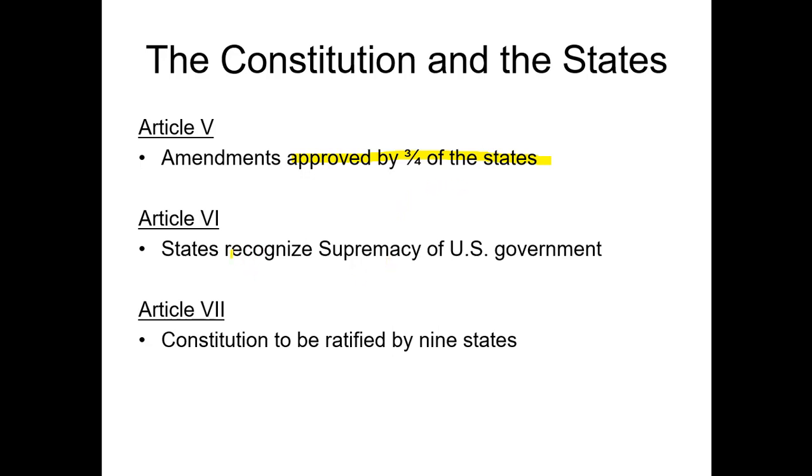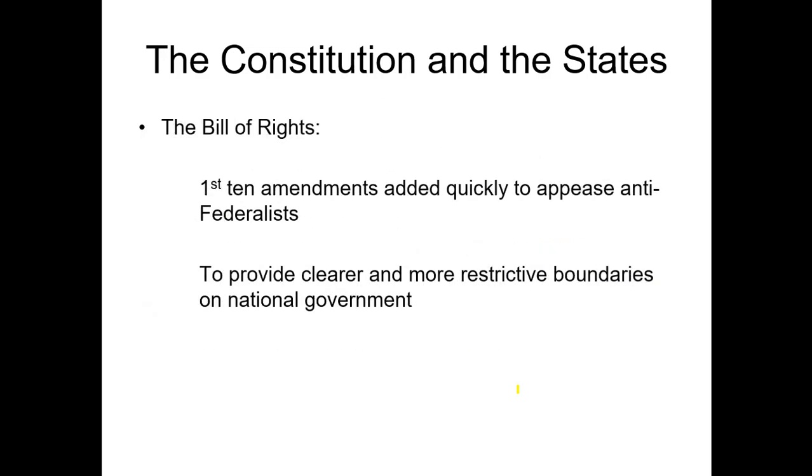Now, the states also have to recognize supremacy. We'll talk about some push and pull on that. Bottom line is that the federal government, U.S. Congress, has final say on passing law. The U.S. Supreme Court has final say on interpreting the law. And, of course, the Constitution has to be ratified by 9 states. And it was ratified relatively quickly in today's terms. It was ratified by mid-1788.